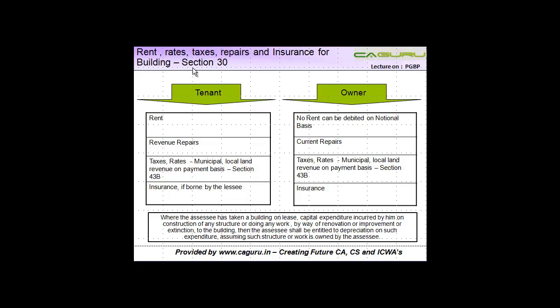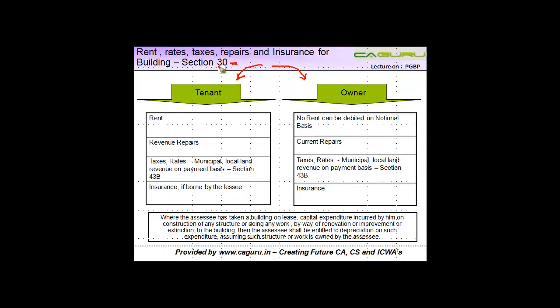Moving on, now we see how about rent, rates, taxes, repairs, and insurance for building. This is dealt with in section 30 of the Income Tax Act. Okay. Now there can be two situations. You can either own a building and use it for the purpose of your business and profession, or you might occupy a building and use it for the purpose of your business and profession.